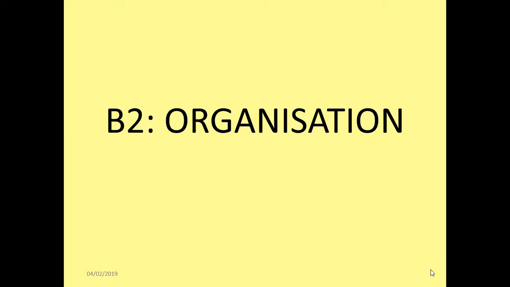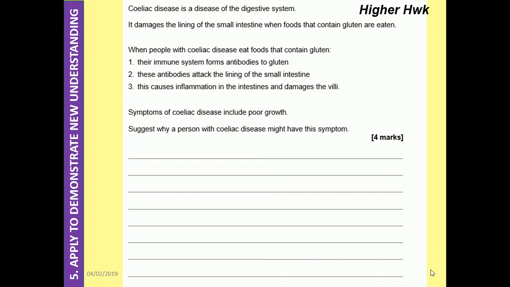This is a B2 video from the topic digestion, looking at a couple of exam questions and how we can tackle them and what the mark scheme looks like. So we've got this first question, which is definitely a higher question. Celiac disease is a disease of the digestive system. Okay, so it's not something that we've been told to teach you. This is something that we've been given as new information, so it's already scaring us a bit.